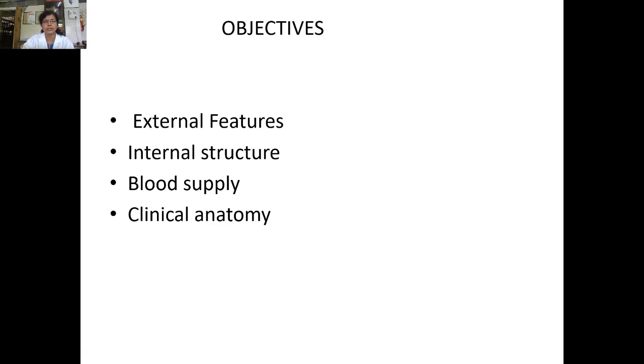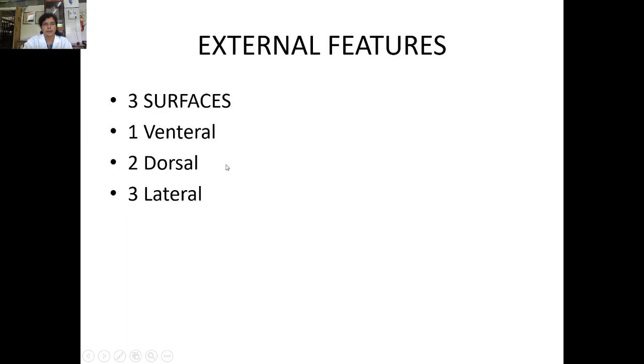Objectives for today's lecture are to study the external features of the midbrain, then the internal structure of the midbrain, which is studied at two levels, that is the lower level, at the level of the inferior colliculus, and the upper level, at the level of the superior colliculus. Then the blood supply of the midbrain, and last, the clinical anatomy of the midbrain. So first we will see the external features of the midbrain.